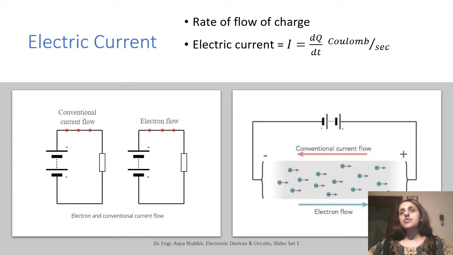This diagram here on the right also illustrates the same phenomenon, that what we conventionally call the current flow is going from the positive to the negative, whereas the electrons, or the electronic current, are actually flowing in a direction opposite to the conventional current.